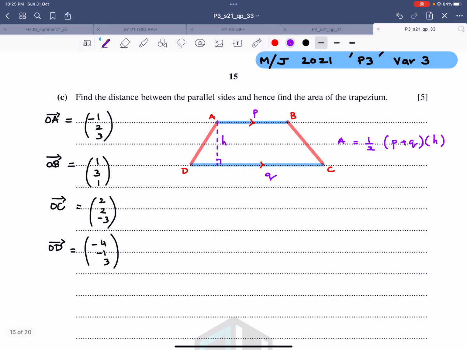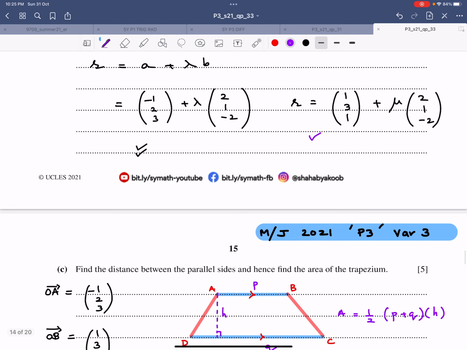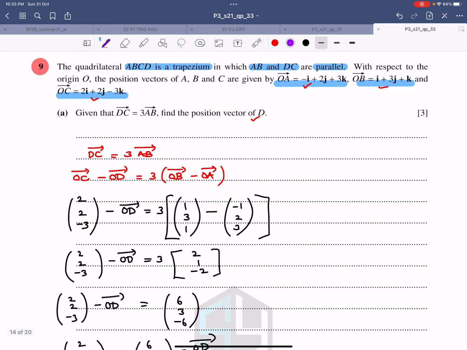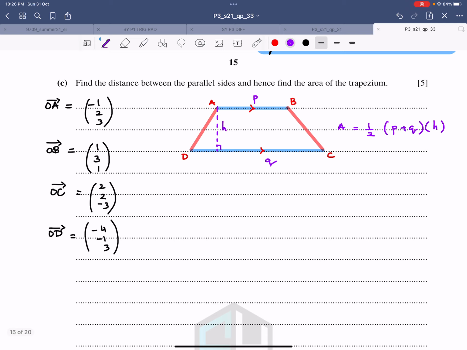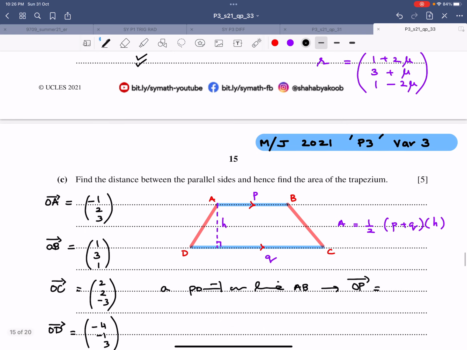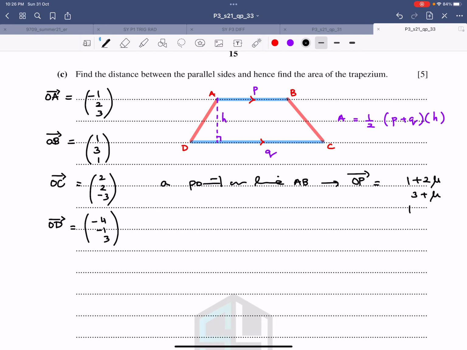Can I find what is AB? I already have the equation of AB. Which one should I choose? I can choose any one. Let me choose this one. So if I choose this equation, let me double check. B is (1, 3, 1). So if I open this up, this is 1 plus 2 mu, 3 plus mu, and 1 minus 2 mu. This is any point on AB. So a point on line AB can be written as OP, which is (1 plus 2 mu, 3 plus mu, 1 minus 2 mu).